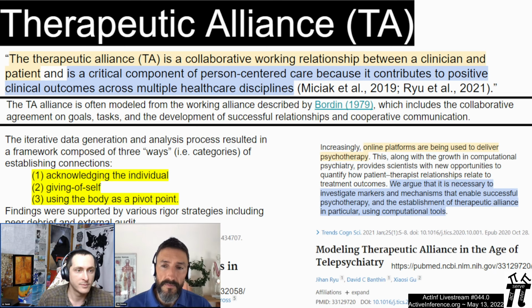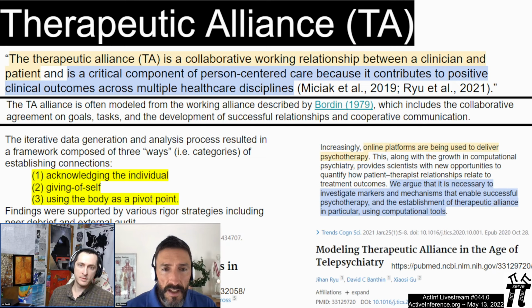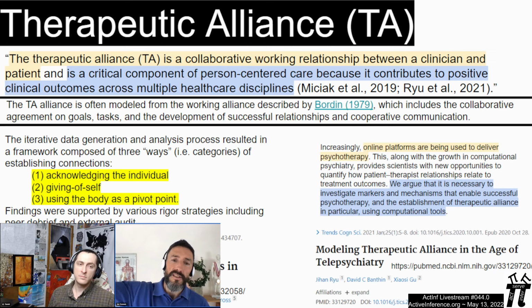Yes. Yeah. Re-entering our body. The other thing that I was thinking of, when you were reading the early citation, the acknowledging of the individual, giving of the self and using body as a pivot, is something that's coming up later in the definitions about synchronizing to an expert. Maybe is there any tension there between the alliance and agreeing on goals and, you know, giving oneself to an expert? So yeah, interested to explore that later.